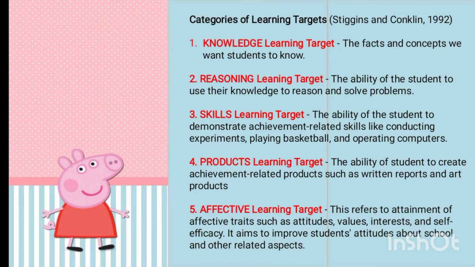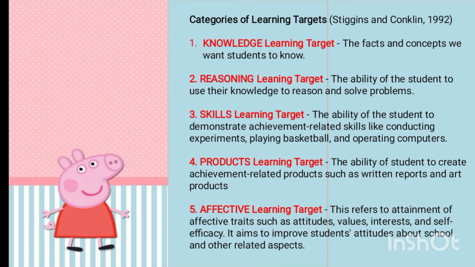And number two, reasoning learning targets, is the ability of the student to use their knowledge to reason and solve problems. Distinguishes the uses or meanings of a variety of words or word choice. It defines thought processes students are to learn to execute, such as predict, infer, compare, hypothesize, critique, draw conclusions, justify, and evaluate.